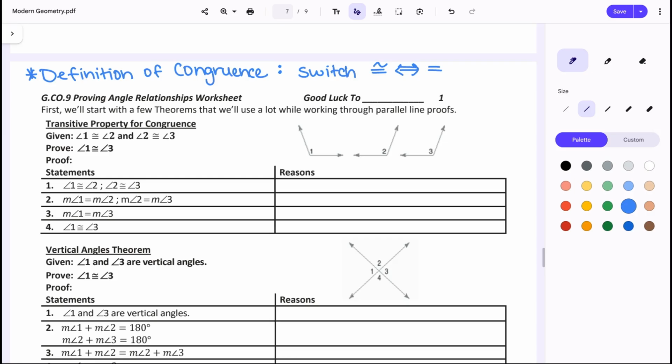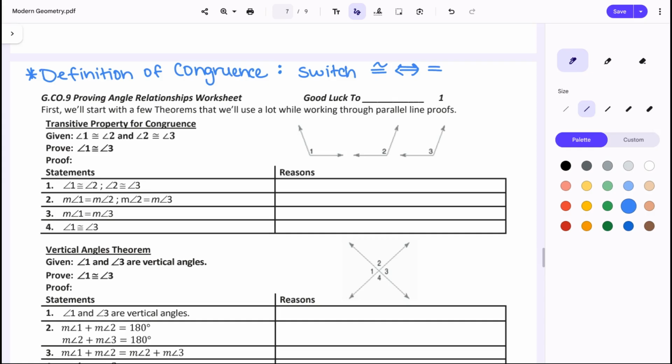So in geometry, especially in proofs, there's going to be times where you maybe start out with a congruent sign, but you need it to switch to an equal sign. Or you have an equal sign and you need to switch it back to a congruent sign. So that's when you're going to see this definition of congruence pop up. And it just says you have the ability to go back and forth between those two symbols, depending on maybe if you're working with actual numbers or if you're just talking about this idea.